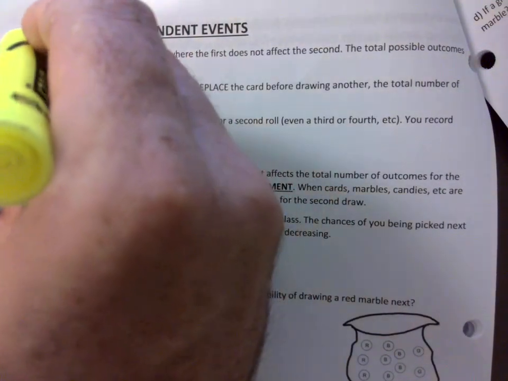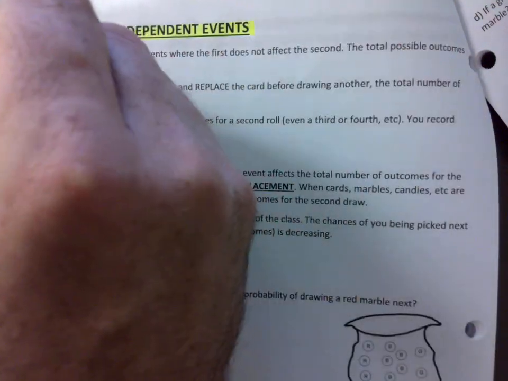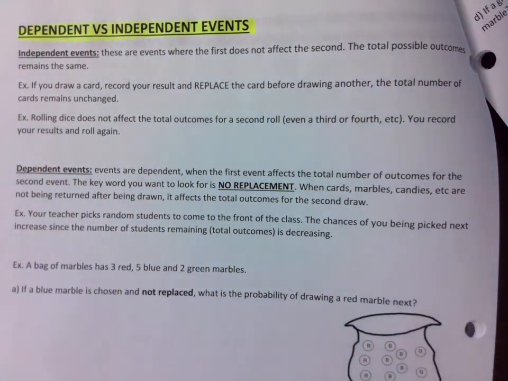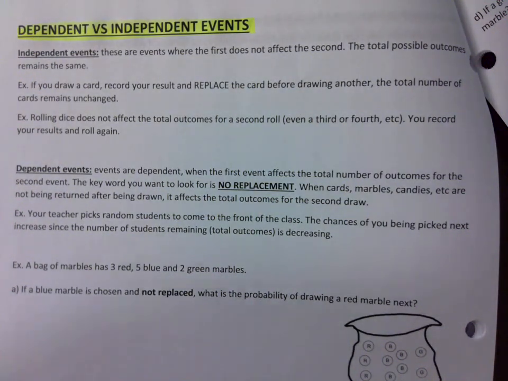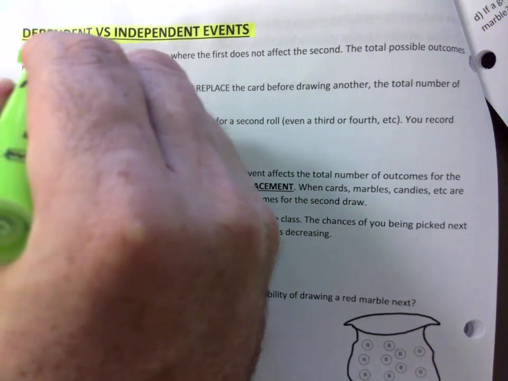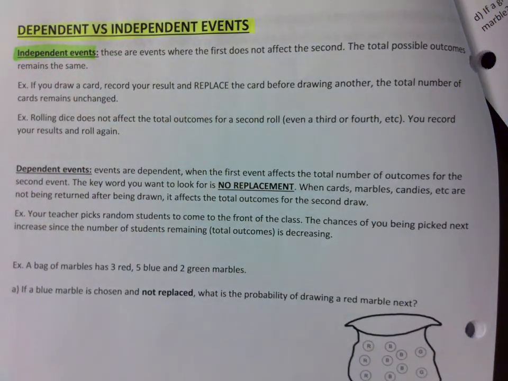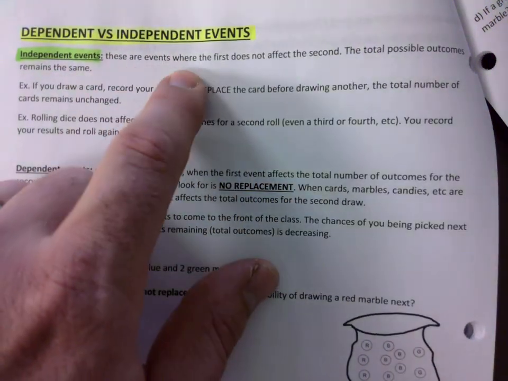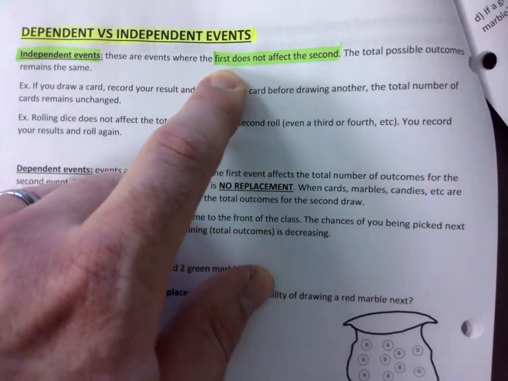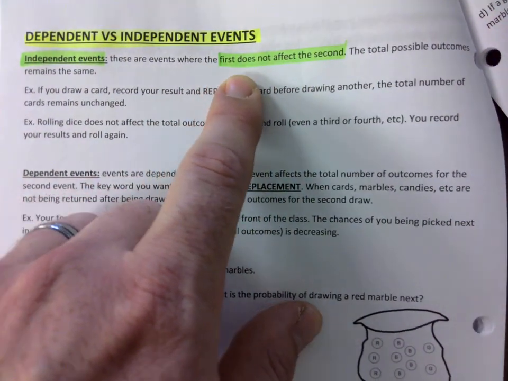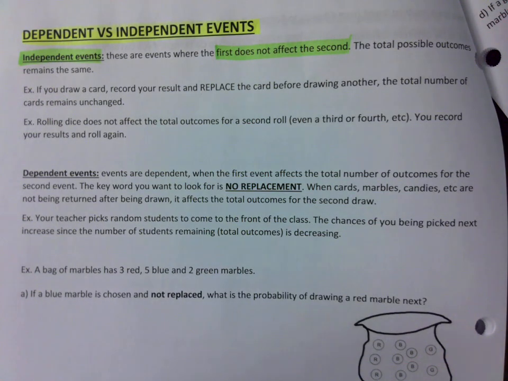Dependent versus independent events. Everything we've been doing so far has been considered independent. So I'll use a different color for independent. These are events where the first does not affect the second. So we're going to start talking about more than one event. Okay, folks, more than one event.